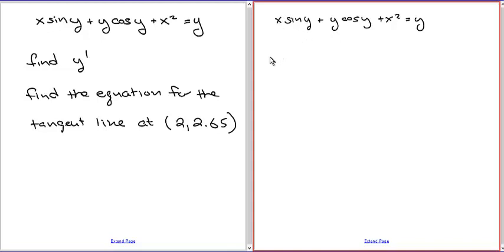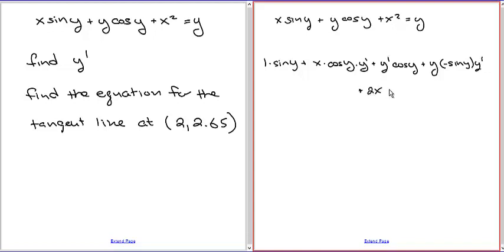Okay, product rule. First, the derivative of the first term: the derivative of x is 1 times the second, plus the first term times the derivative of the second. Now this is where people make the mistake, they forget that they still have to multiply by y prime. So the derivative of the sine of y is cosine of y times y prime. Okay, the next one, the derivative of the first is y prime times the second term, plus the first term times the derivative of the second. Well, the derivative of the cosine is negative the sine, so you get negative the sine of y, but you have to multiply by y prime. Then we go to the next one: the derivative of x squared is 2x, and the derivative of y is y prime.